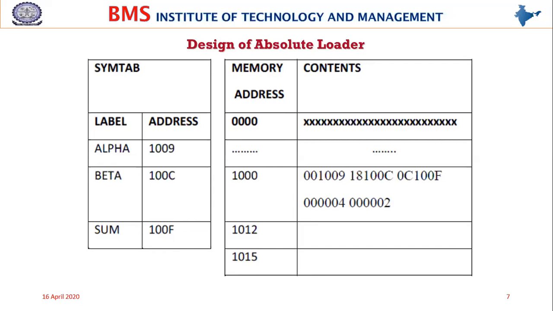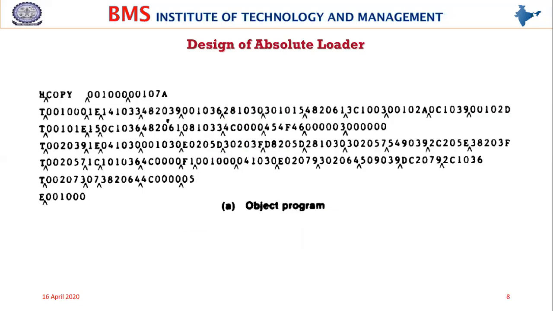We shall see the actual textbook example. This is a textbook example. We are given an object code. Don't worry, this is just an object code. The name of the program is COPY and it is starting with the address 1000, and 107A is the length. This is all of the text records. And you can see the end record. The end record is again pointing to 1000, meaning your first instruction to start execution is present at 1000.